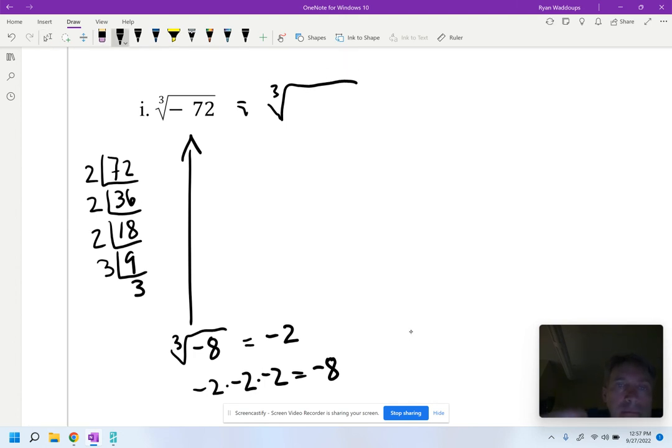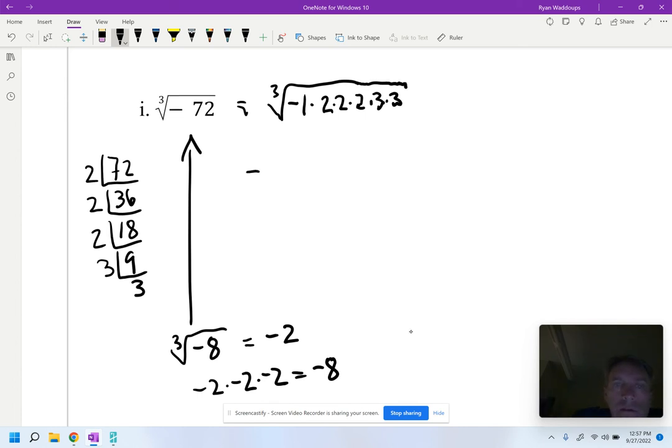So I'm going to put negative. We'll just know that the answer is going to be negative. I'll put negative 1 still. Negative 1 times 2 times 2 times 2 times 3 times 3.